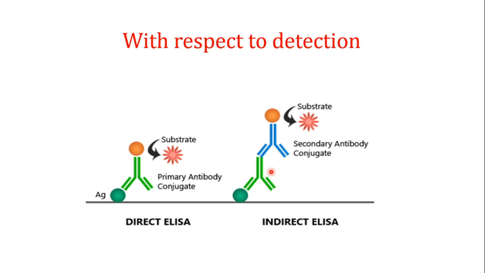So if you focus on these things here, the detection antibody is directly interacting with your antigen. Here your detection antibody, or antibody conjugate, is indirectly detecting your antigen. Therefore we are using the term indirect detection over here and the term direct detection over here.